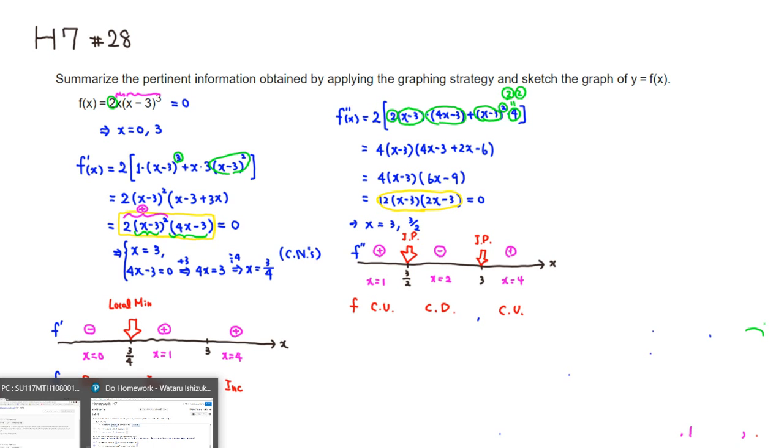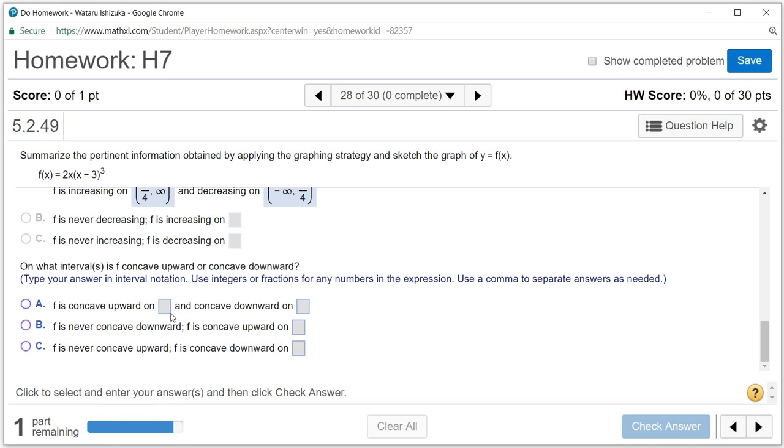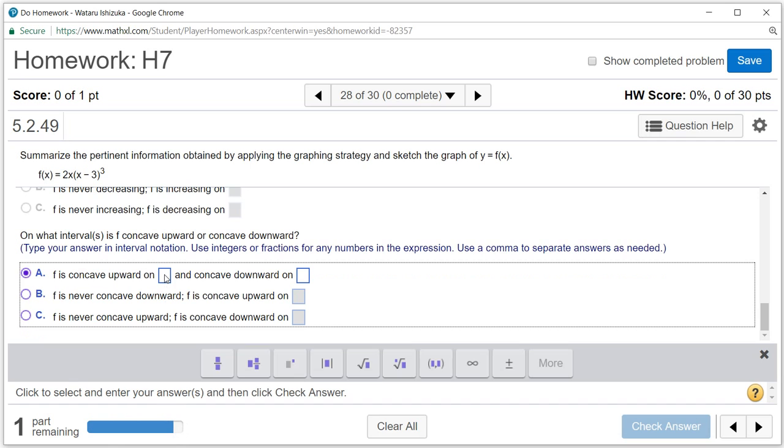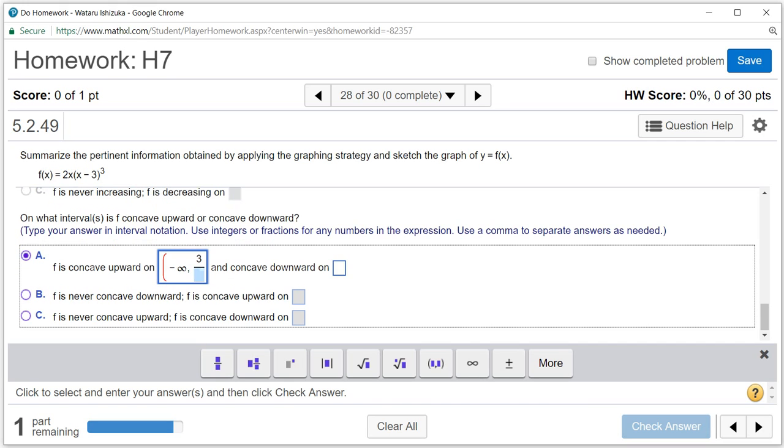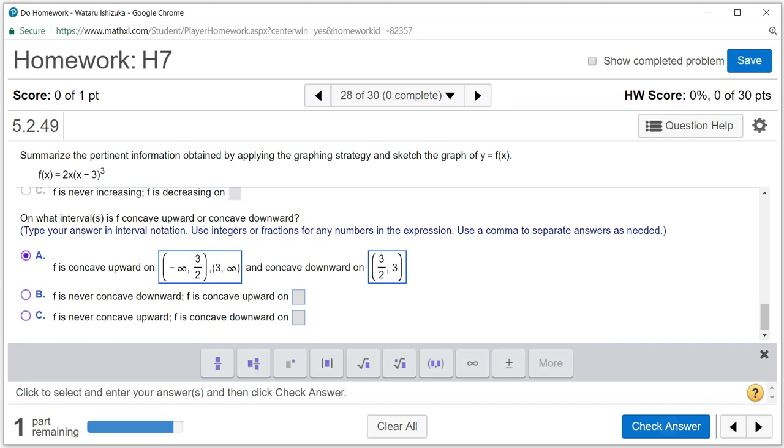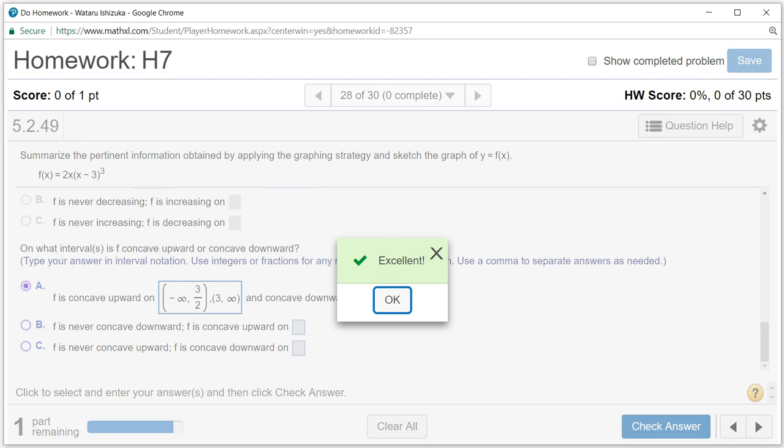So let's type it in. Concave upward from negative infinity to 3/2, and also 3 to positive infinity, and concave downward in between, so it's 3/2 and 3. Let's check the answer. Alright, we got that.